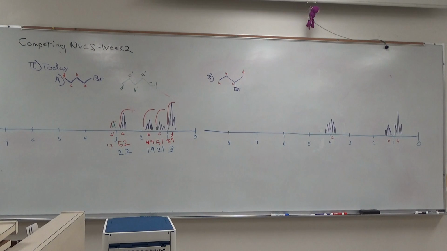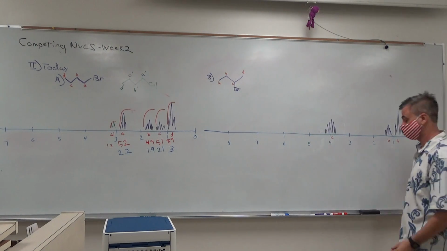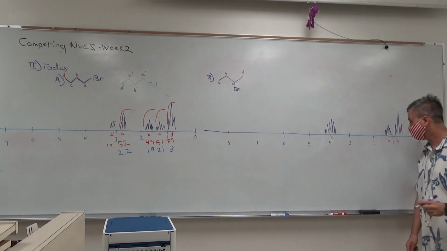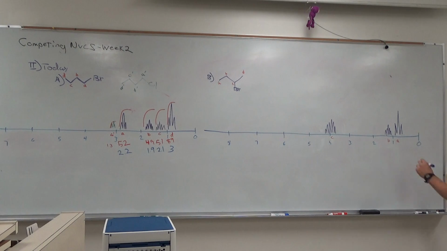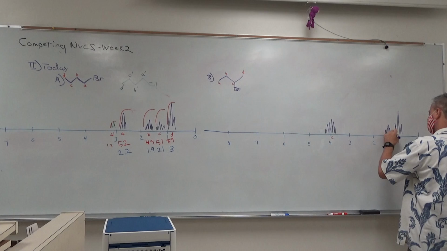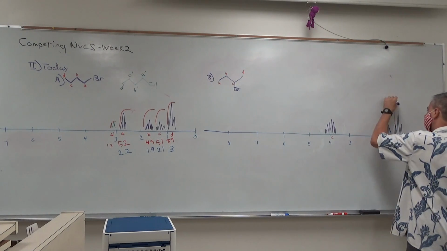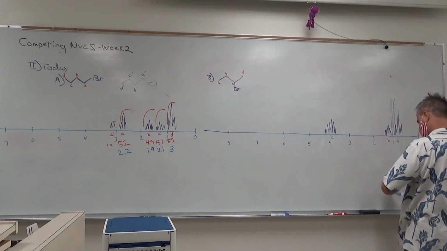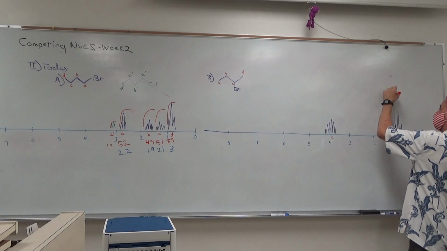All right. And then D is going to be what? A doublet. Yeah, exactly. And he will be a little bit farther downfield because he does feel the bromine, but a tiny bit. It's the bromine. Okay, that's D.